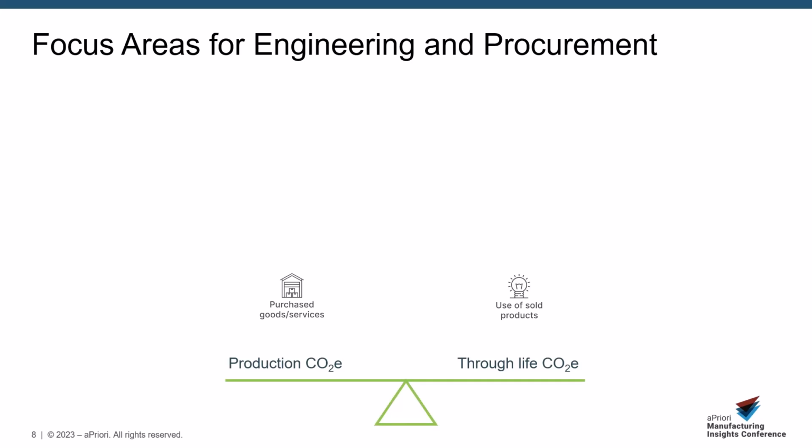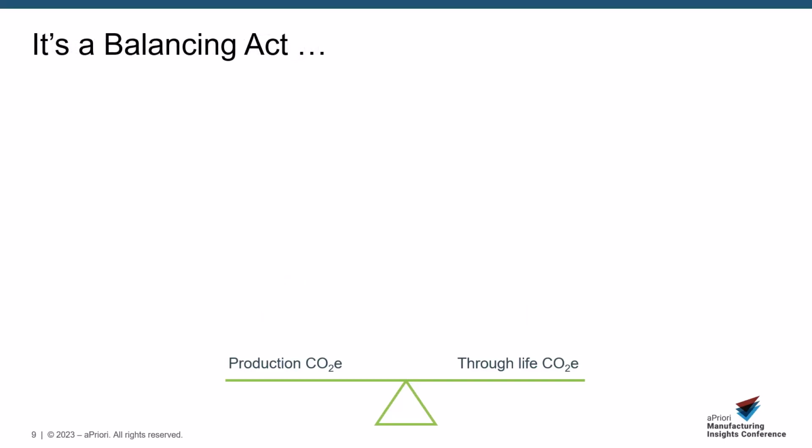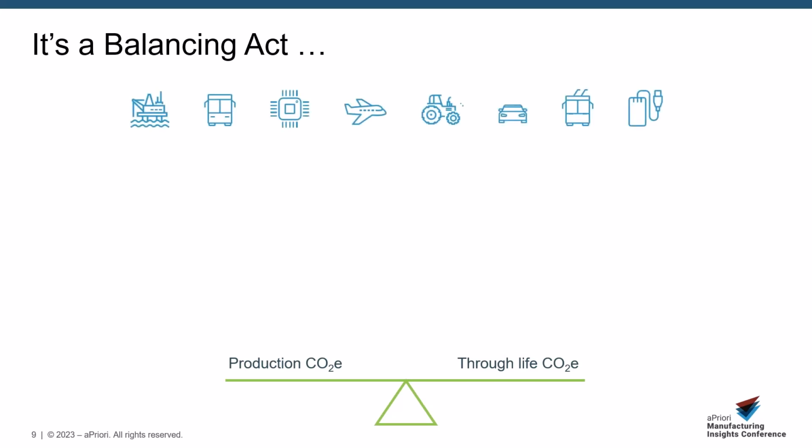But it's a balancing act. And they can trade off different elements of the design or the manufacturing process or the manufacturing location to impact those things. And that balancing act is dependent on many factors. So for every industry, they have different pressures and constraints, and the way in which the product is used in the world is different too.